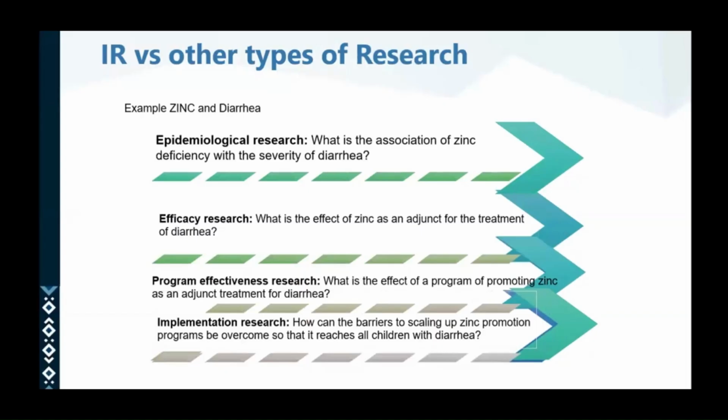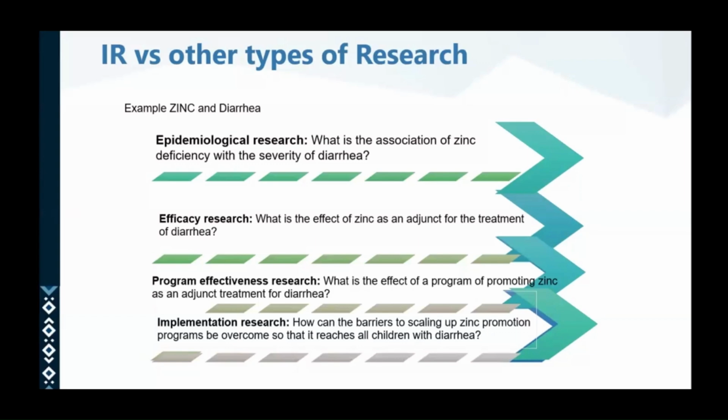And when we want to look at the implementation research of this example, we want to understand why the children are not getting zinc supplements. What are the barriers? What are the facilitators? And how can this be scaled up? If proven effective, how can it be scaled up to reach other populations or children in different communities that may need it?